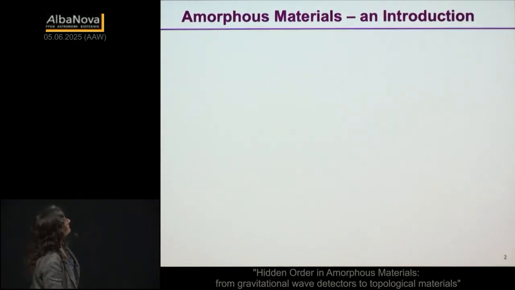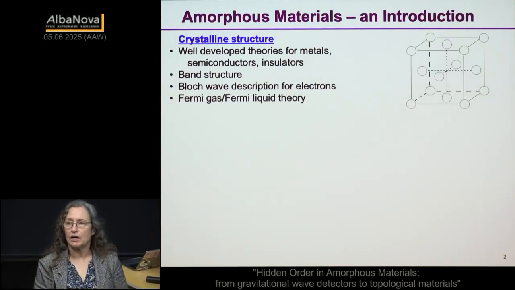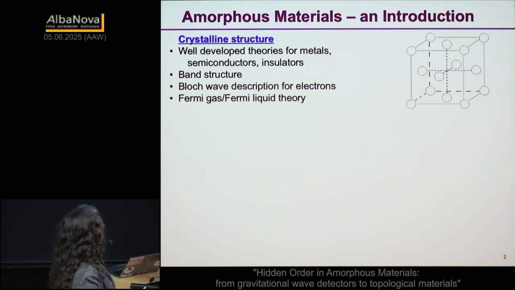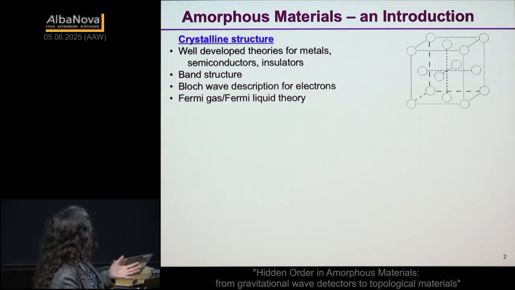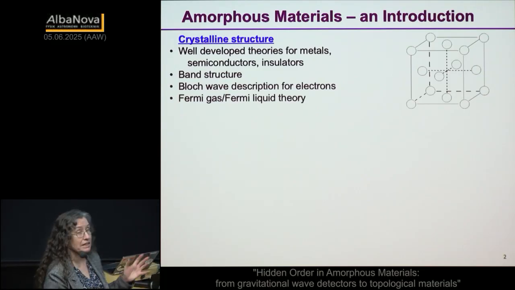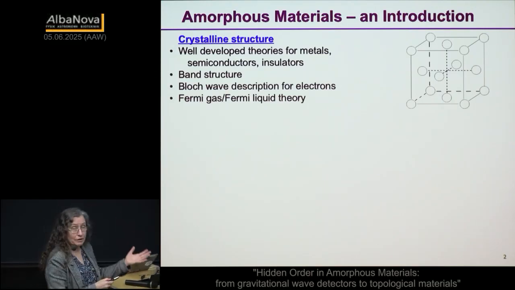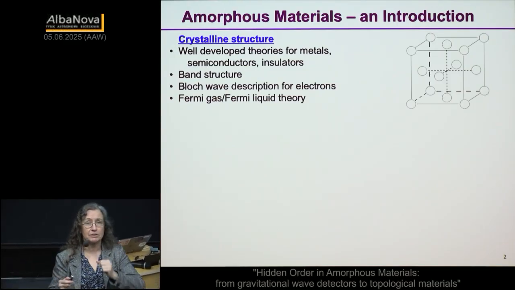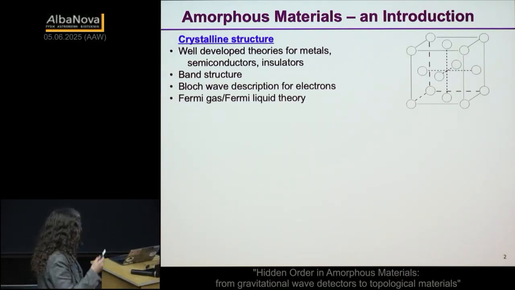Anyway, so I'm going to start, as I said, by giving you an introduction. Let me make the starting point, which is that pretty much every textbook on condensed matter physics starts with a crystalline structure. From that basic structure, I've shown just an example here, we have very well developed theories to explain why there are metals and why there are semiconductors and insulators, and we talk about band structure, we talk about a Bloch wave description for the electrons, and we use Fermi gas, Fermi liquid theory, et cetera, et cetera. Of course, many in this audience, particularly with the conference, are trying to go beyond Fermi liquid kinds of theories, and I will touch on that later also. But this is just the basics.